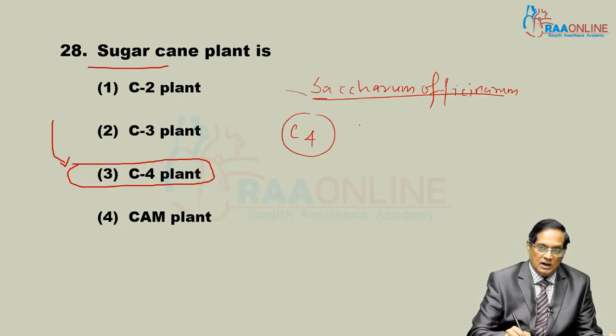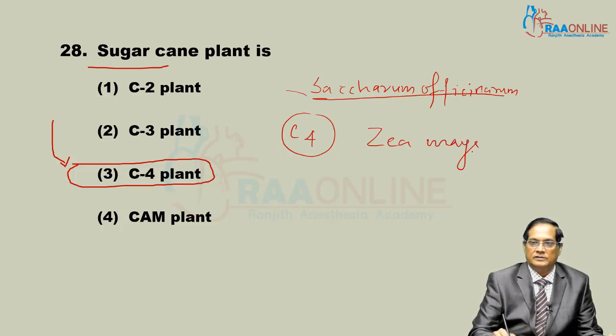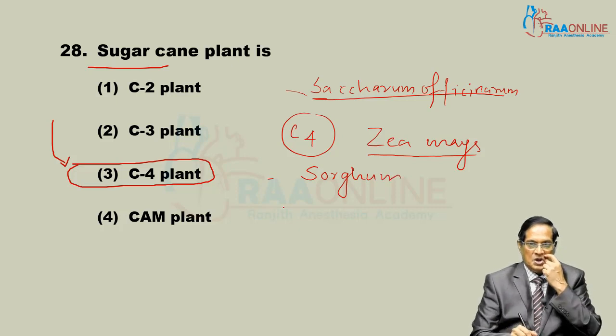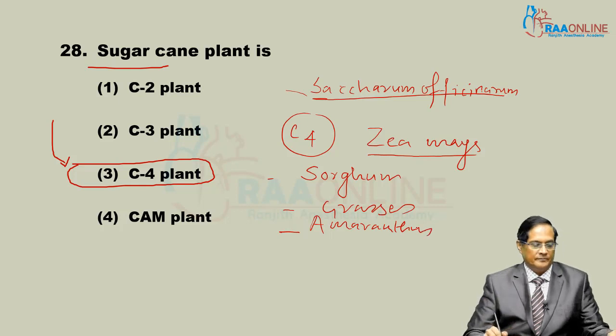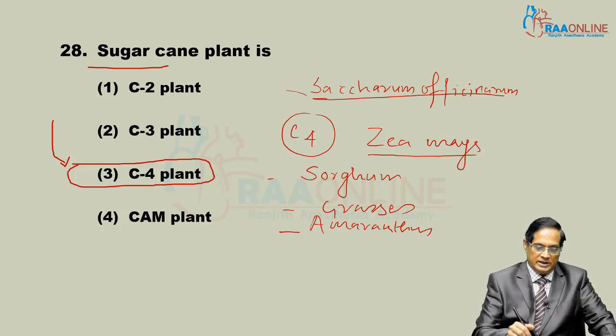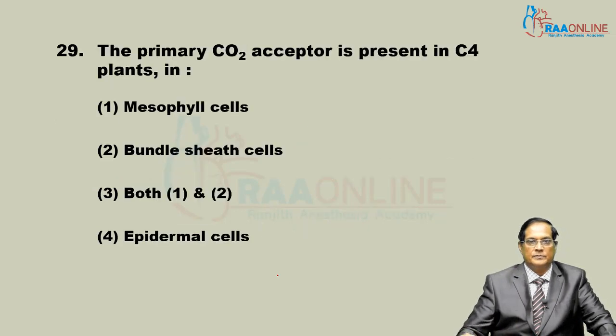Other C4 plants are Zea mays, that is the normal maize plant. Second, sorghum. Second example, sorghum, essential for examination. And some grasses, and amaranthus. These are all examples of C4 plants.